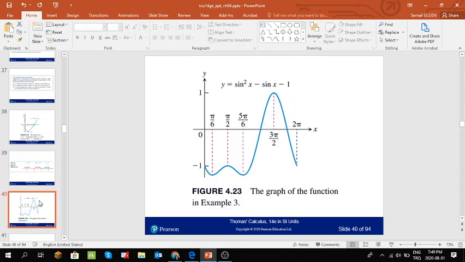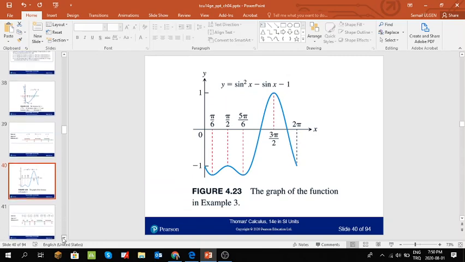Alright, so let's see the next example, which is example 3. In this case, we have this function y is equal to sine squared x minus sine x minus 1. If we know the graph, life is perfect, because we know where the function is decreasing. Here, look at this, it is decreasing, and then increasing, and then decreasing, and then increasing, and then decreasing down here. However, most of the time, we don't have that.